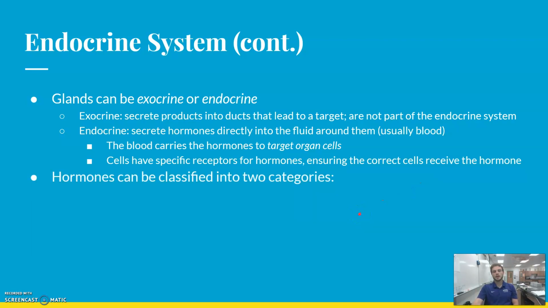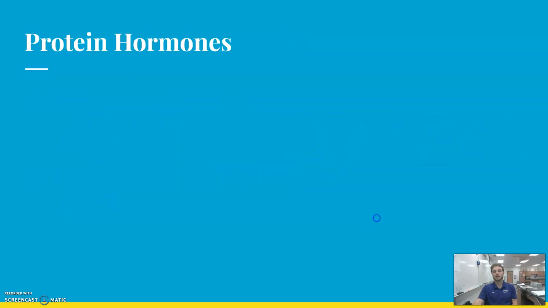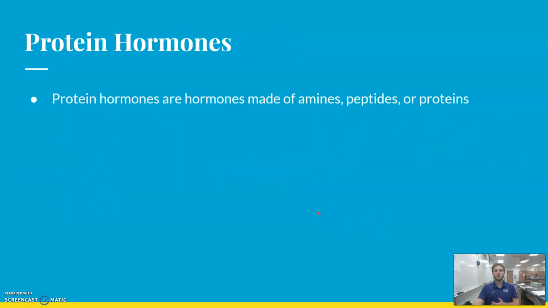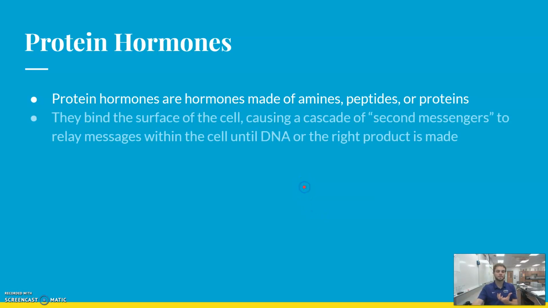Two categories of hormones. We talked about this on the previous slide. They can be proteins or they can be lipids, and we will talk about the difference between these two. Protein hormones are going to be made of proteins. They can be proteins if they're really, really long chains, they can be peptides if they're really, really short proteins, or they can even be amines, which are basically your amino acids plus a little bit. Really not a whole lot for a very complex hormone.